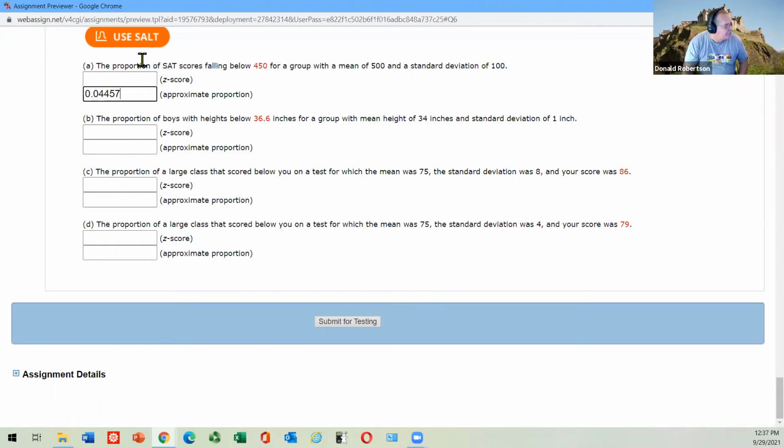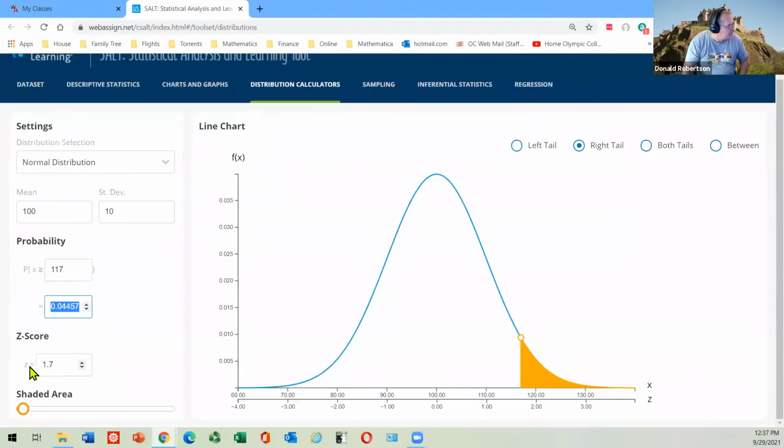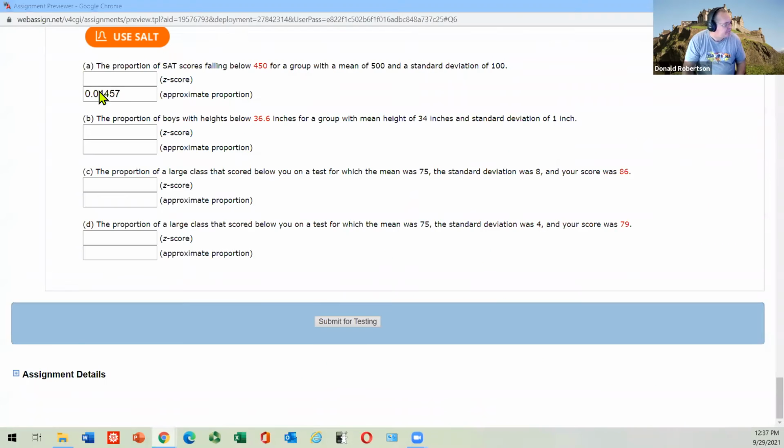And what's the Z-score? Well, if I bring this picture back, what's the Z-score? Can you see it's there? 1.7. Do you feel comfortable about how this can be used to calculate these kinds of things?